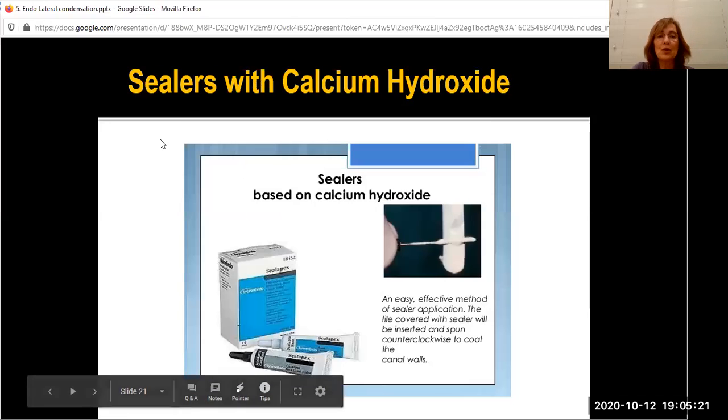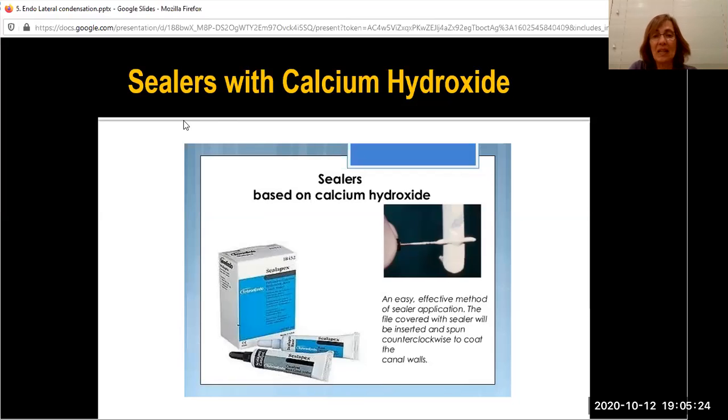Okay, so here we're talking about how we're going to be placing the calcium hydroxide. In this slide, you see that there is a file that they are coating with the sealer. The sealer, you have 2 tubes and it is a 1-to-1 ratio consistency. So it's in equal amounts that you mix it and then you have your sealer.